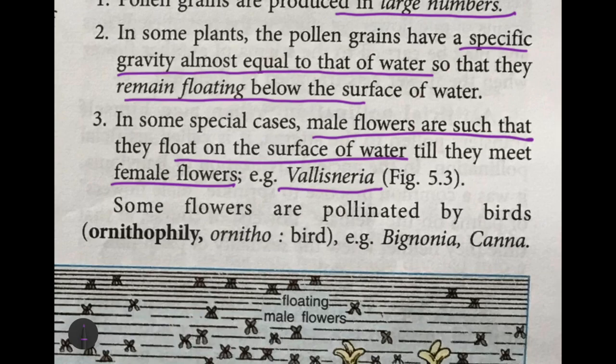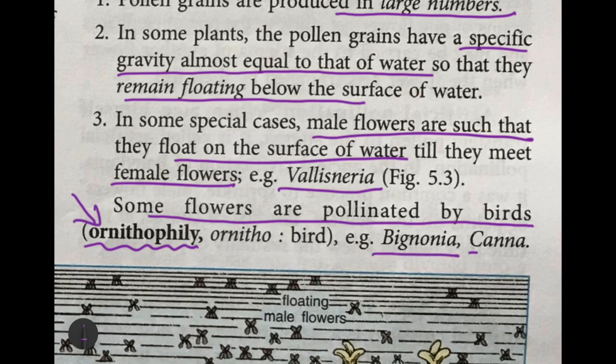Now, some flowers are pollinated by birds. That is known as ornithophily. These terms are very, very important, children. Which birds? Bignonia, canna are the examples. Sorry, I said birds. It is not birds. I'm talking about plants.